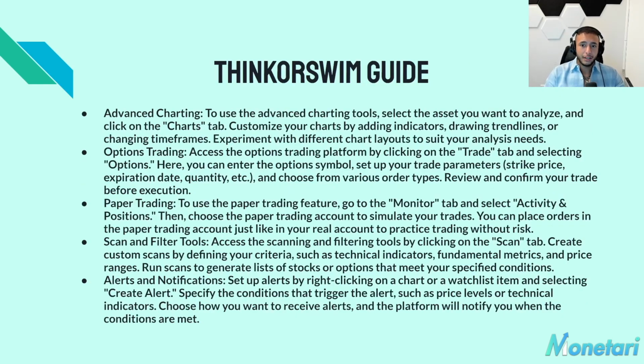Now the guide, okay, when you want to use the advanced charting, basically you select the asset that you want to analyze and then you click on the charts tab. And then from there you can customize your charts. You can add different indicators, different EMAs, you know, add the RSI, a lot more stuff that we talk about that's technical. Again, I don't wanna throw you completely off the wagon here. But for options trading specifically, you can access the options trading platform by clicking on the trade tab.